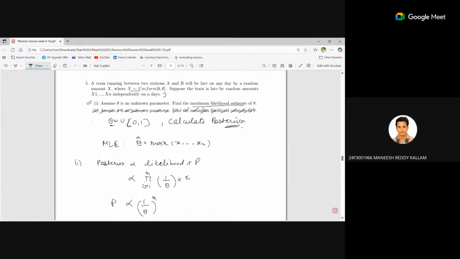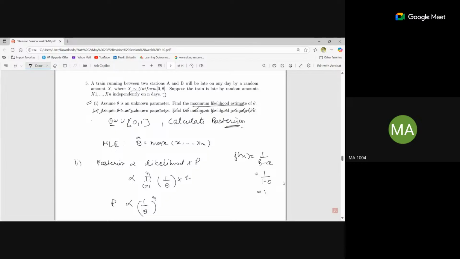So is this question clear? How do you calculate prior? Okay, so what is my prior? Prior is uniform 0,1. Correct. So for 0,1, the PDF would be what? PDF of a uniform is 1 by b minus a, so this would be 1 by 1 minus 0, which is 1.